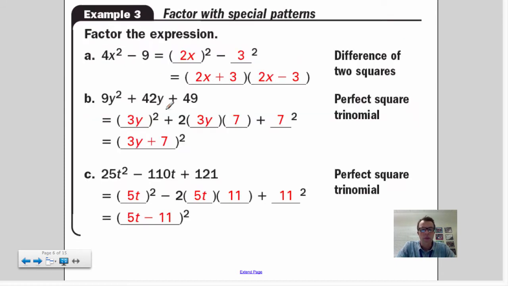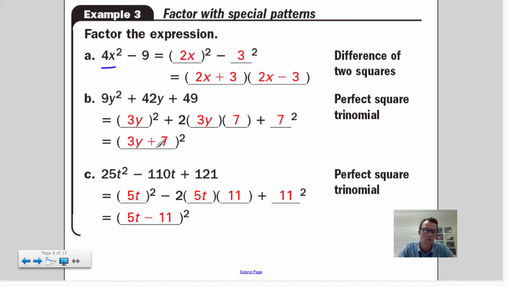So you've got some special patterns similar to what we saw in section 4.3. This first one is called the difference of two squares. Notice the 4x squared is really (2x) squared, and 9 is the same as 3 squared. So you get this nice pattern of 2x plus 3 and then 2x minus 3. What makes this a difference of squares is that the middle term gets canceled out: 6x plus negative 6x goes to 0, and that's why it's not written here.